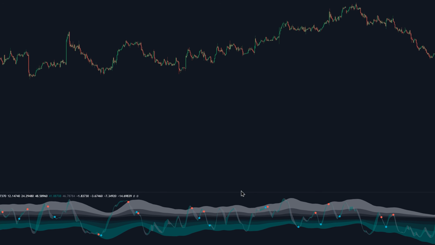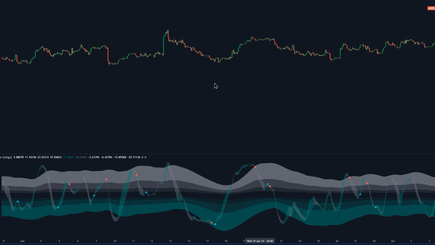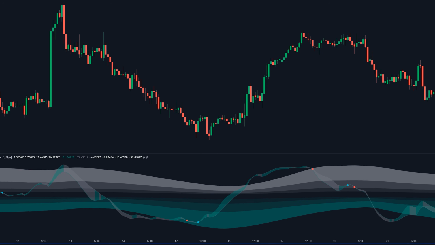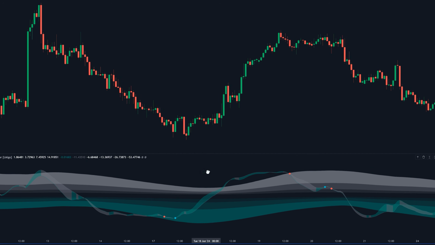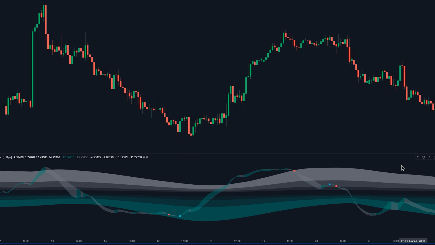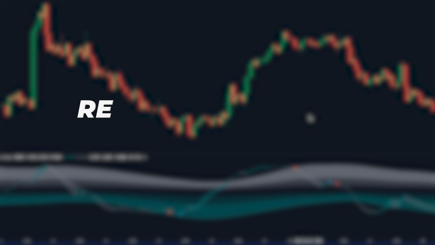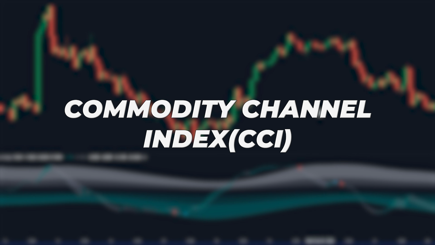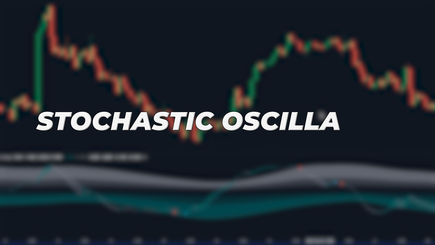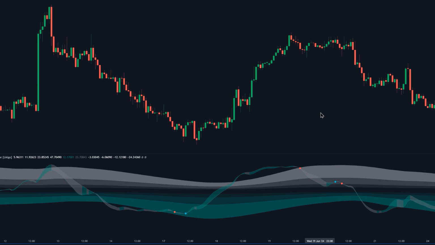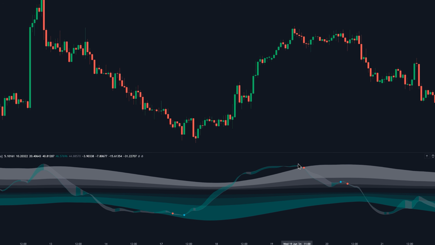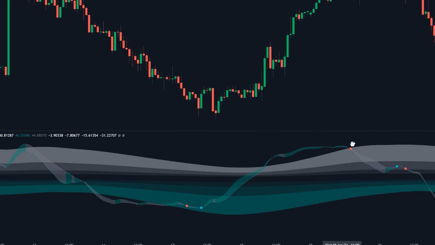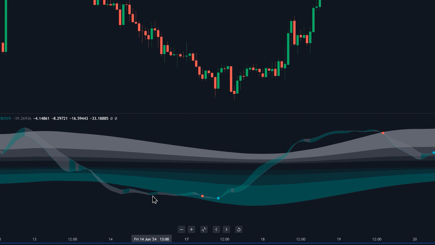So what makes the Pulse Oscillator so special? Well, this indicator is designed to capture market momentum and detect trend changes by combining the strengths of 3 well-known technical indicators, which include the Relative Strength Index, the RSI, we have the Commodity Channel Index, the CCI, and the Stochastic oscillator. By integrating these, the Pulse Oscillator provides a comprehensive view of market conditions, reducing the weaknesses of individual indicators and enhancing the reliability of trading signals.